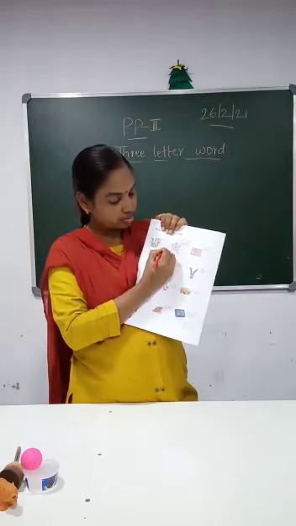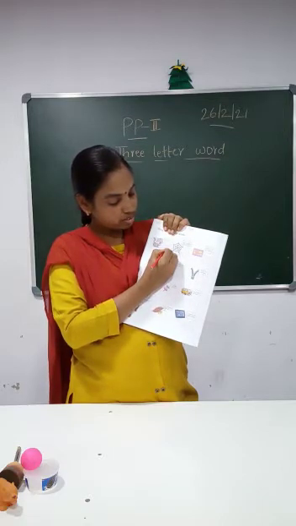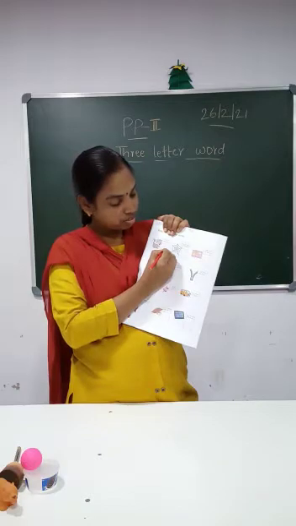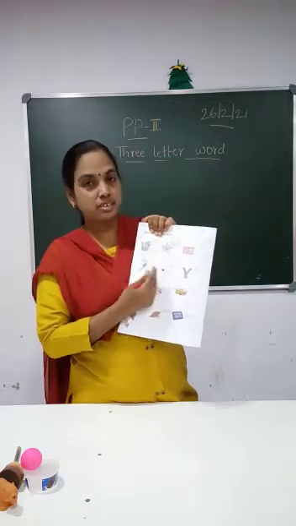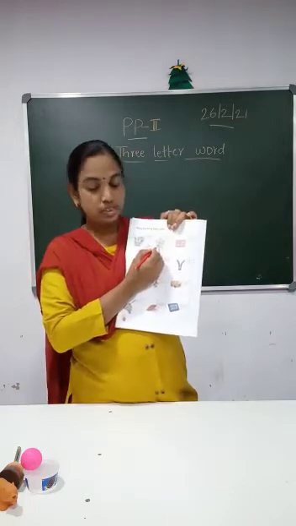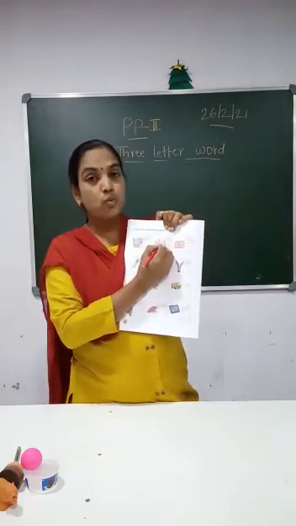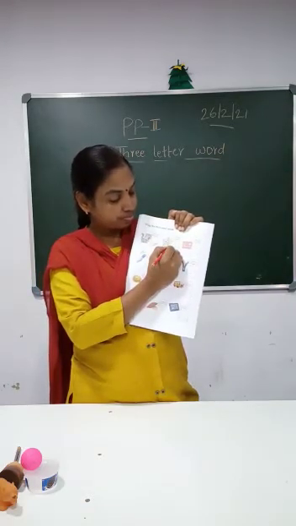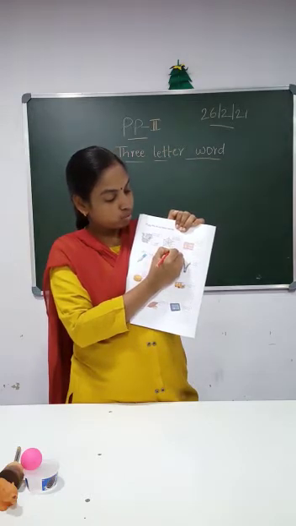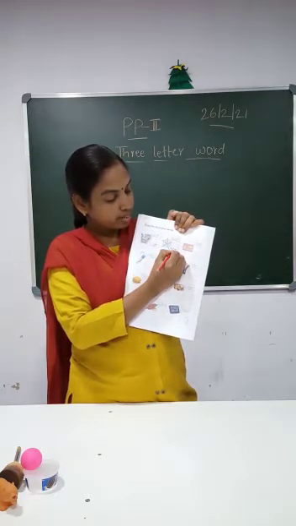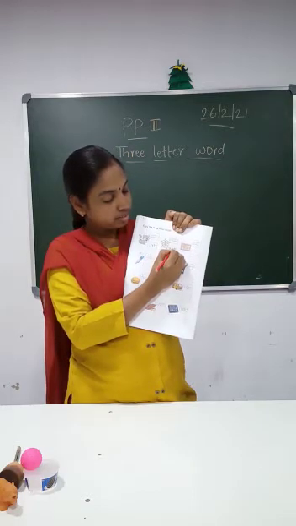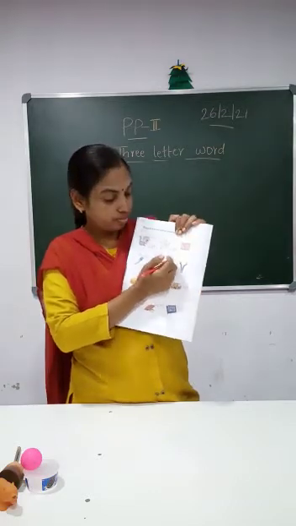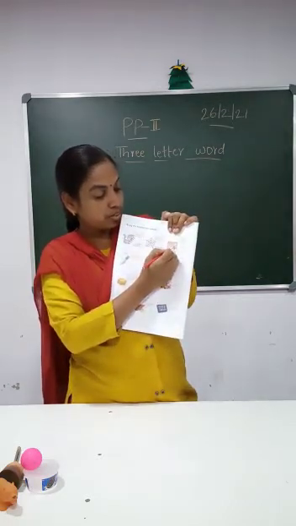K, A, T. Cat. Now this is web. W, A, B, web. We are going to write here. W, A, B, web. And next this is rug.